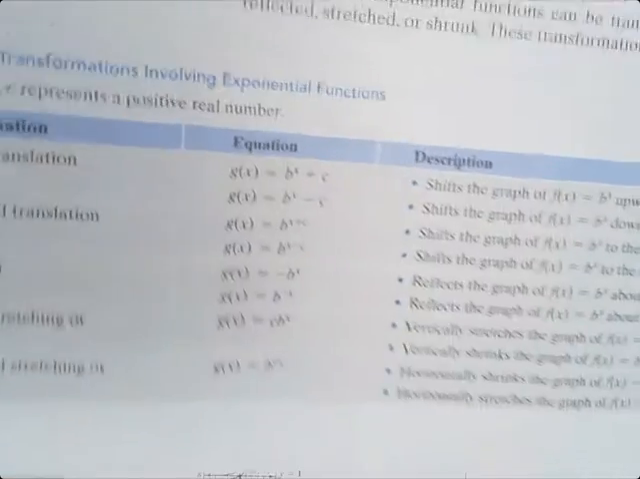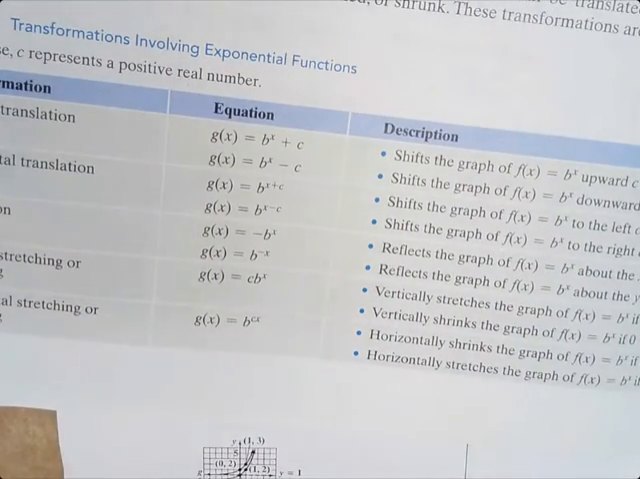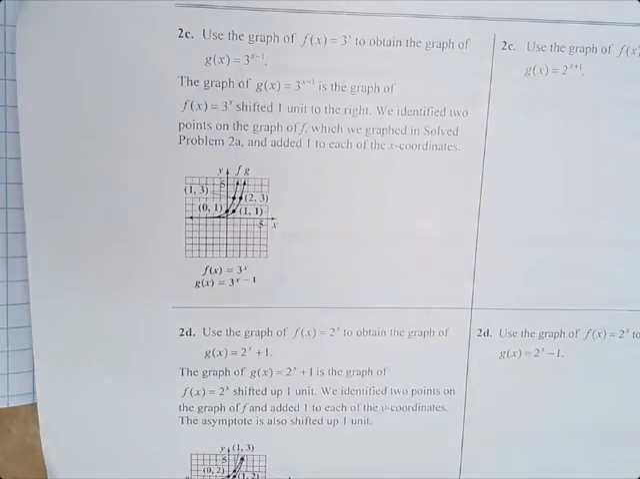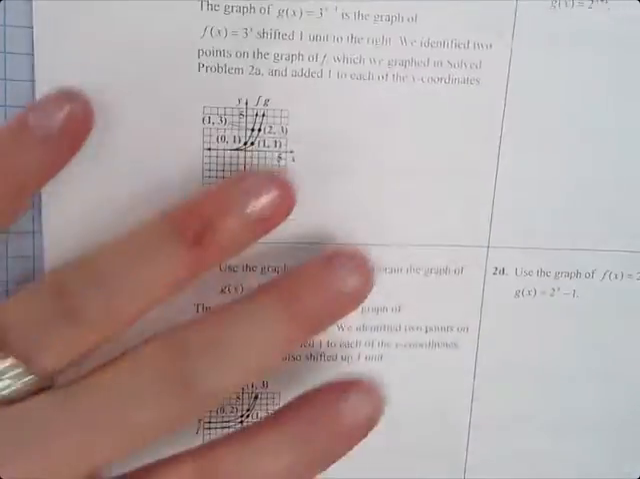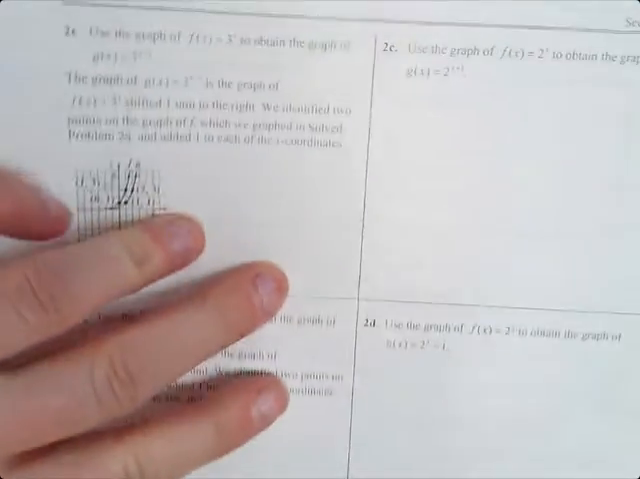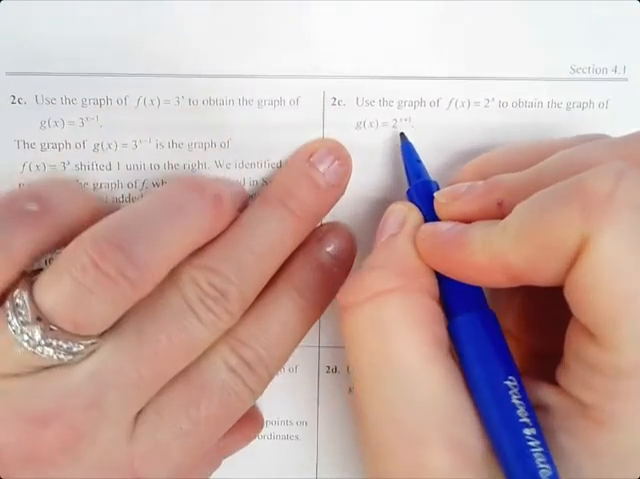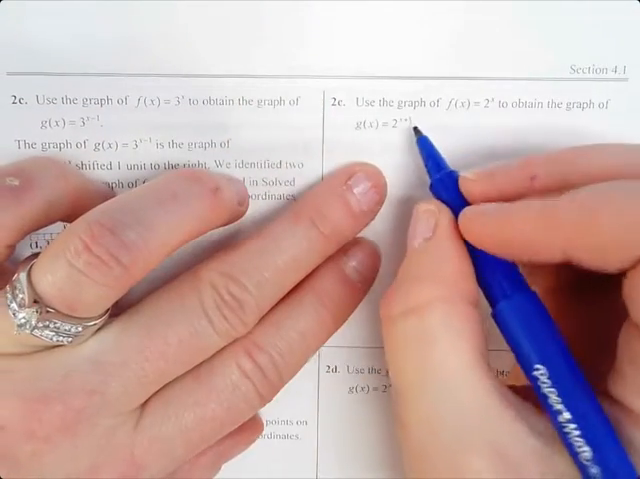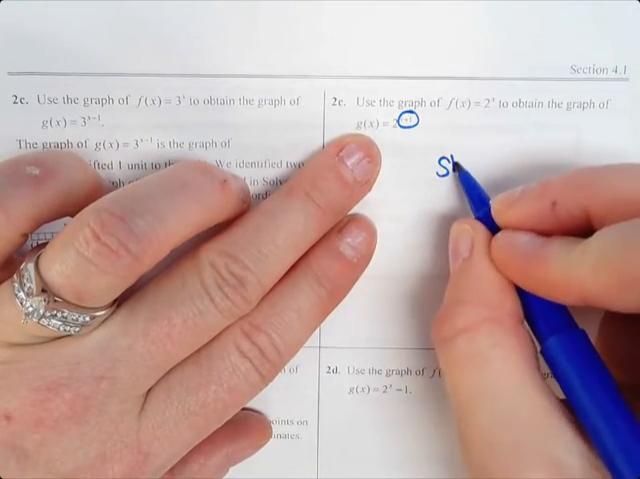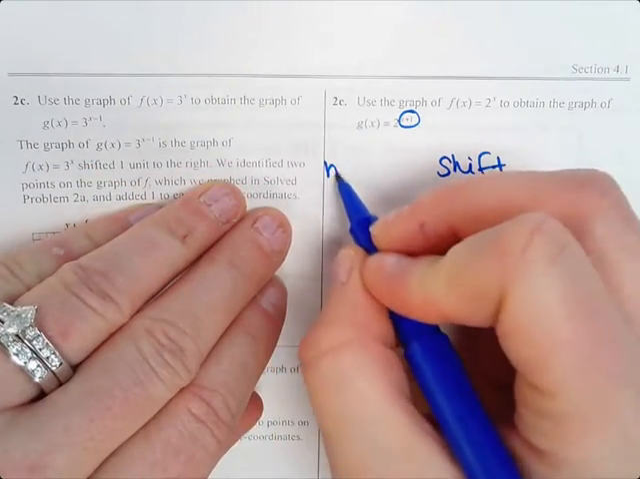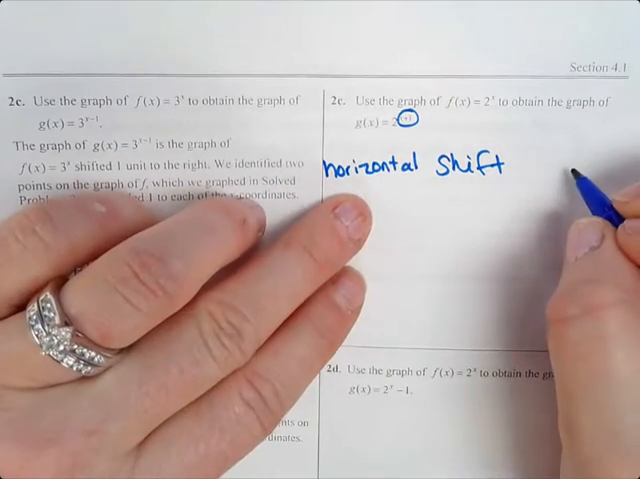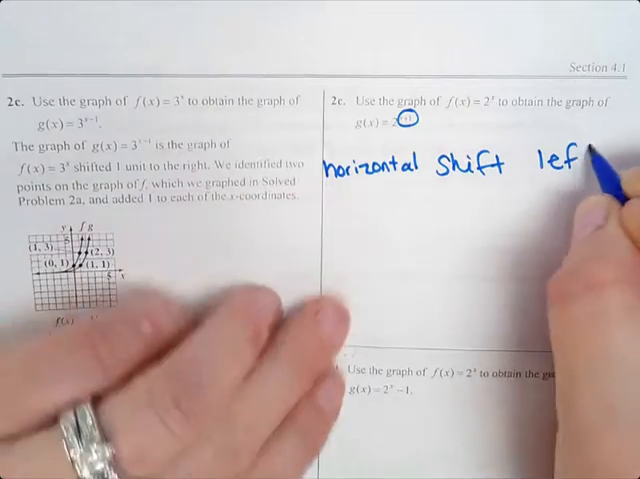So if you want to look back at that or take a picture of this, it's also on the e-text that's on the My Math Lab. Okay, so when we have f of x equals 2 raised to the x, and then we have g of x equals 2 raised to the x plus 1, that means it's going to be shifted. It's a horizontal shift. Left 1 unit.